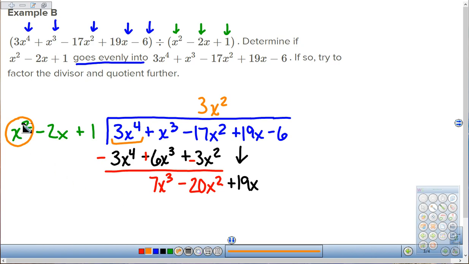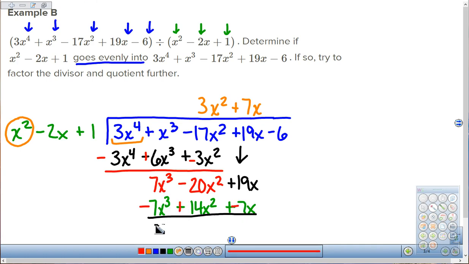Start this process again. How can I make x squared become a 7x cubed? We would need to multiply by 7 to get the 7, and we'd also need to multiply by x to change x squared to x to the third. Now distribute your 7x to this polynomial. 7x times x squared, 7x cubed. 7x times negative 2x, negative 14x squared. 7x times 1, 7x. Since I'm subtracting, change, change, change. Compute.